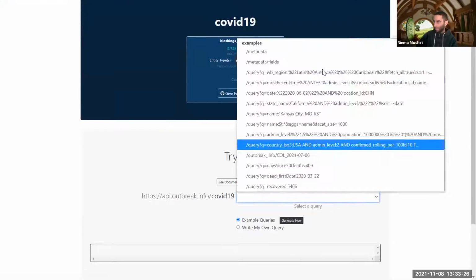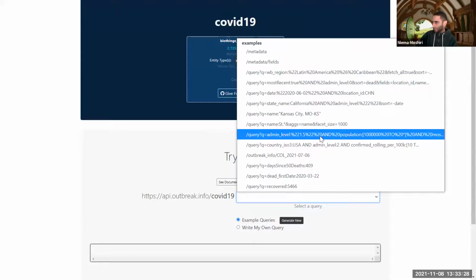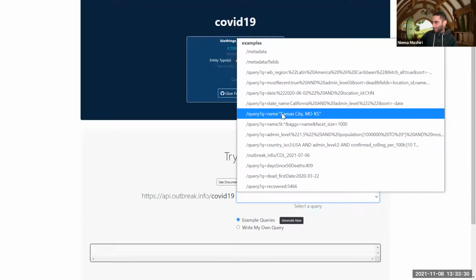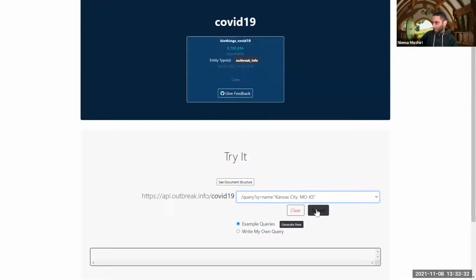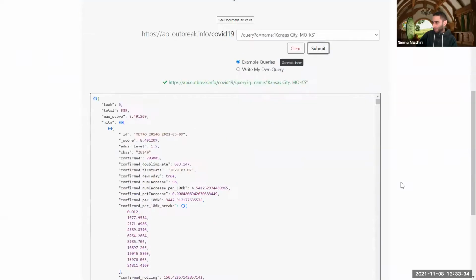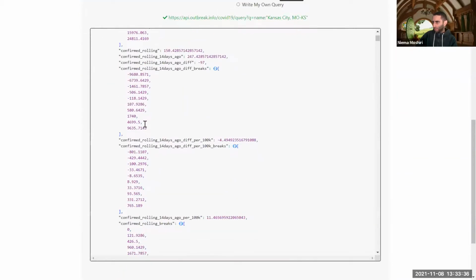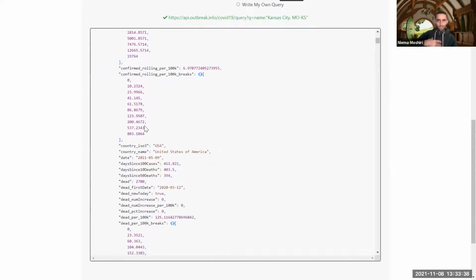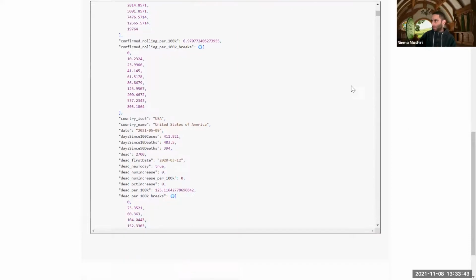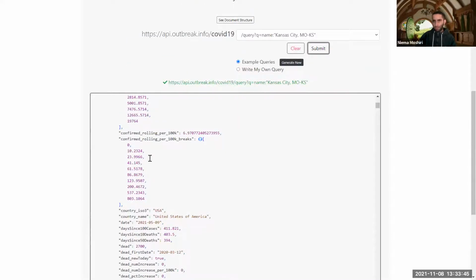And they have a couple examples. So you can do, let's see. I don't know what these mean. Let's say this is something to do with Kansas City. So let me submit it. And then it tells me here's the returned output. This doesn't make much sense to us, but if you're writing a program, you can write a program to build queries like this and then parse the output.